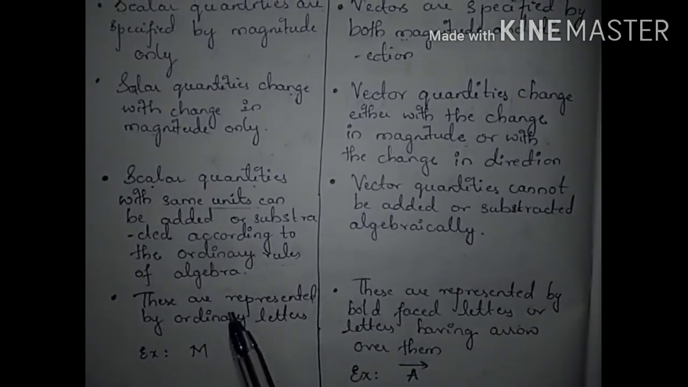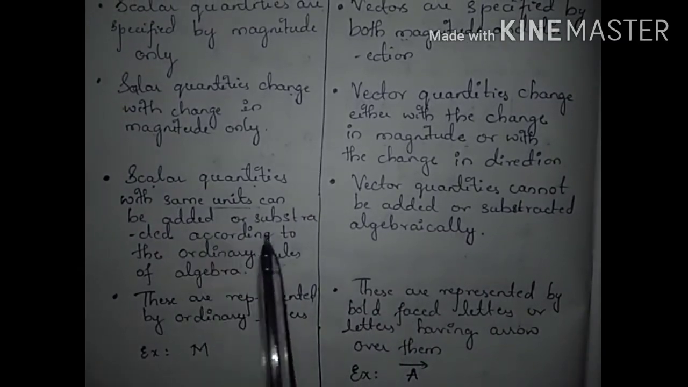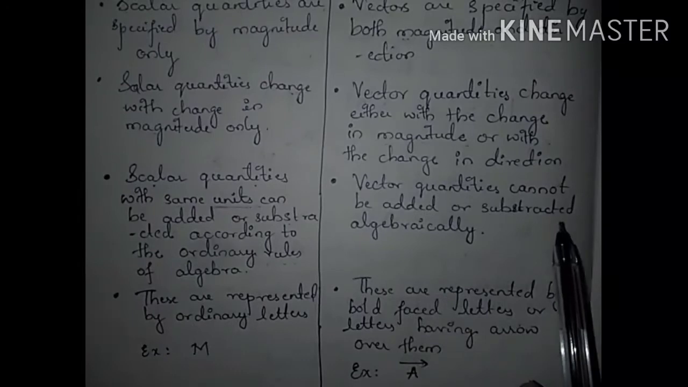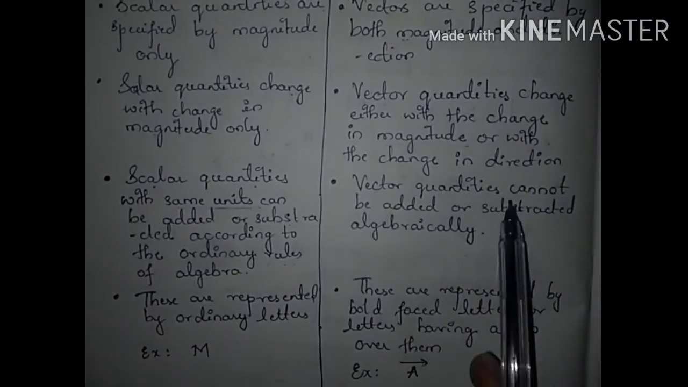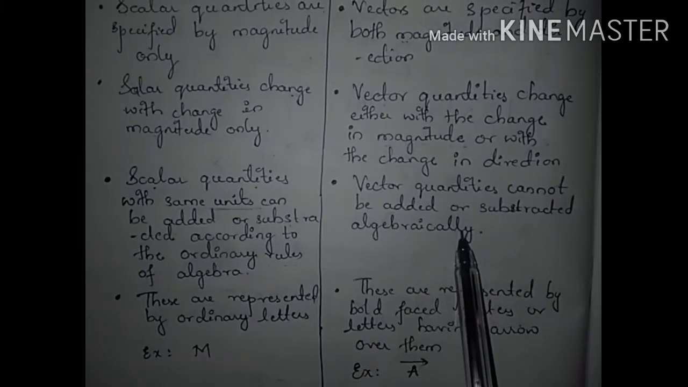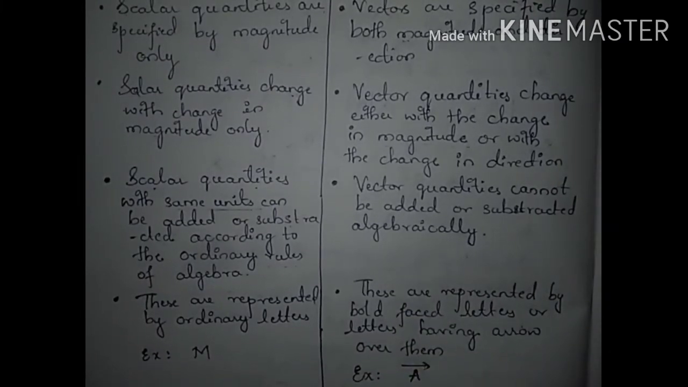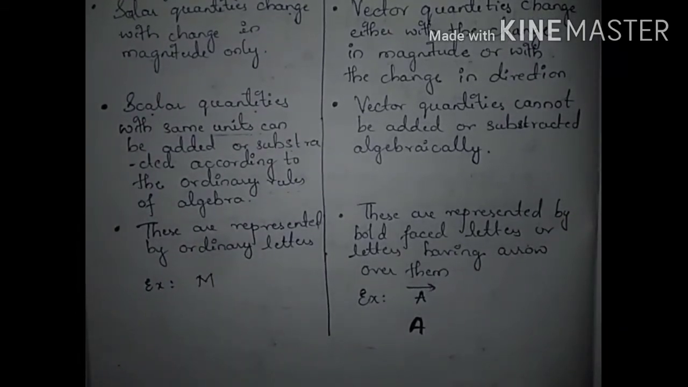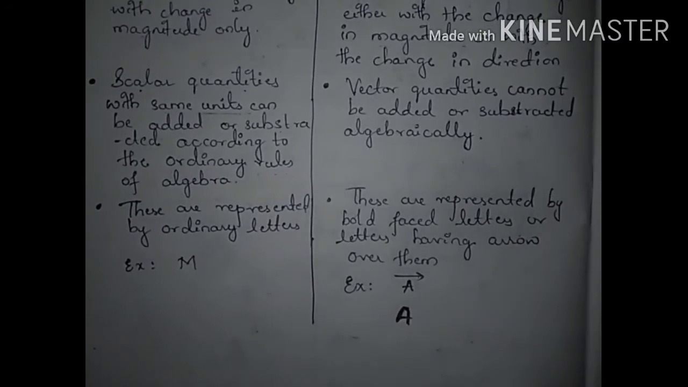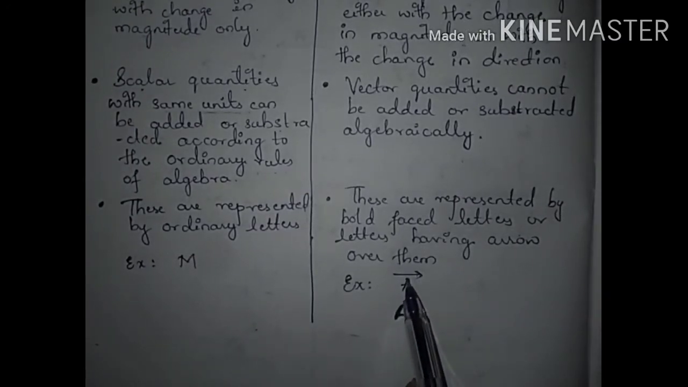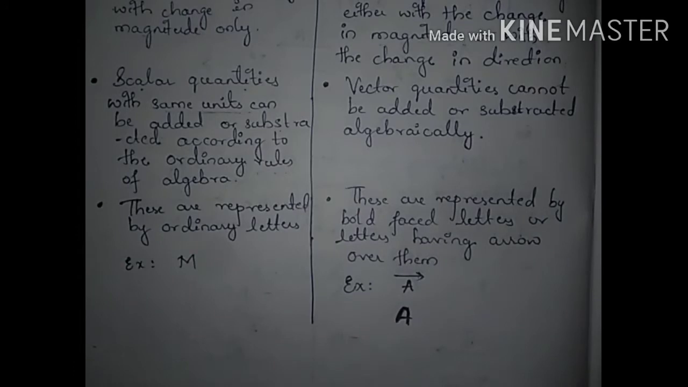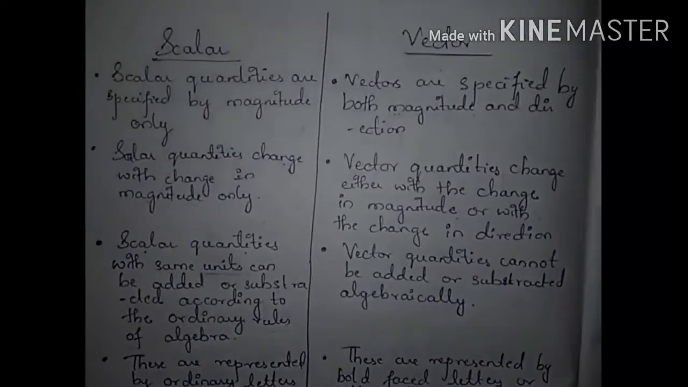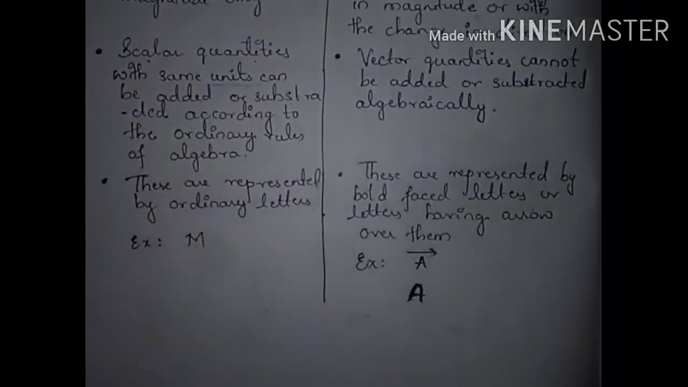Now, if you have one or more scalar quantities, you can add or subtract them by using ordinary algebra rules. But if you have vector quantities, then you cannot use normal algebra to add or subtract them. As for the representation, scalars can be represented by normal ordinary letters, whereas for vectors, you need to use the arrow mark on top of the vector, or write it in a bold manner. So these are the differences between scalars and vectors.